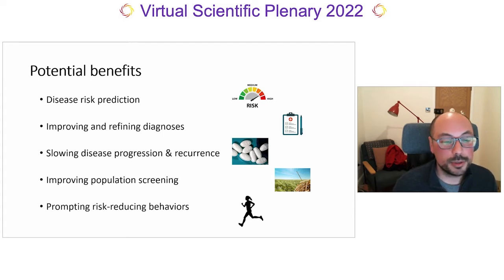And prompting risk-reducing behaviors. Now, while the literature is still sparse, there is evidence of positive behavioral effects to reduce cardiovascular risk in the Finnish GeneRisk study. And in obesity, receiving one's genetic risk may alter perceived fullness after food consumption and running endurance during exercise. Next slide.